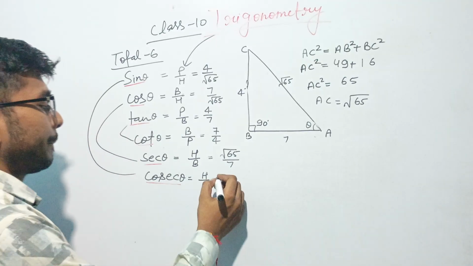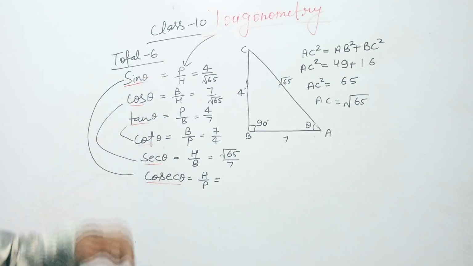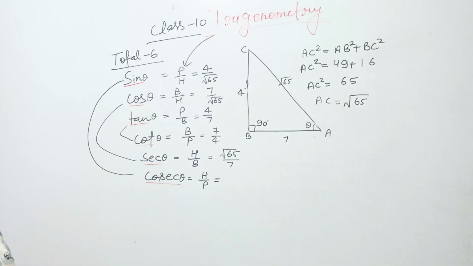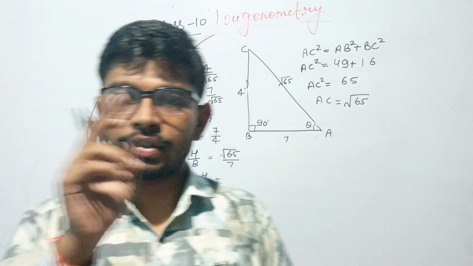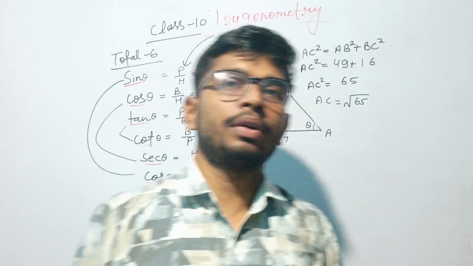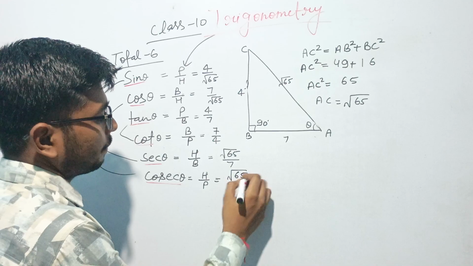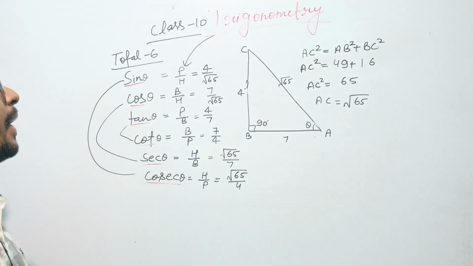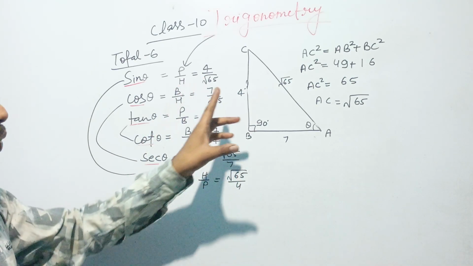Now cosec theta. Cosec theta is the reciprocal of sin theta. So sin theta is 4 upon under root 65. So what will be the cosec theta? It is just the reciprocal. So root 65 upon 4.